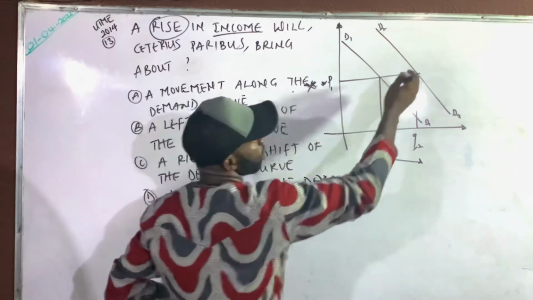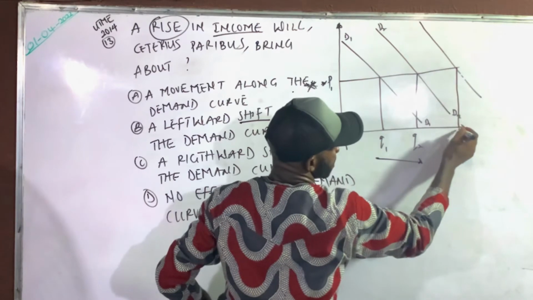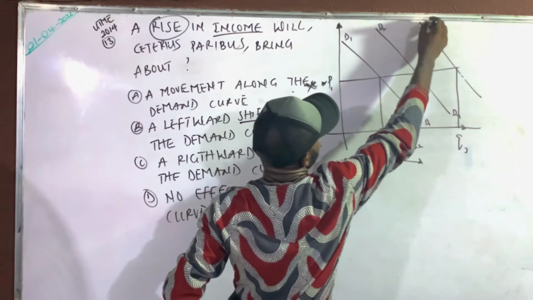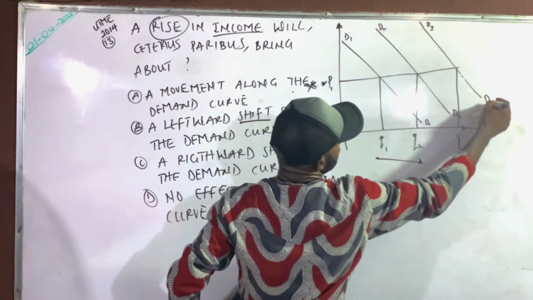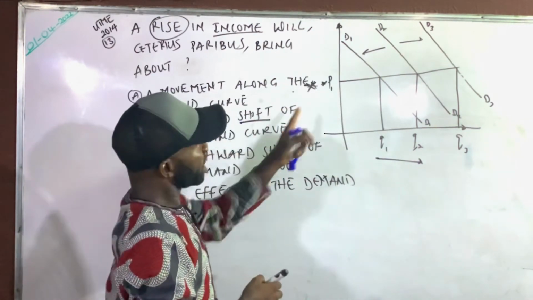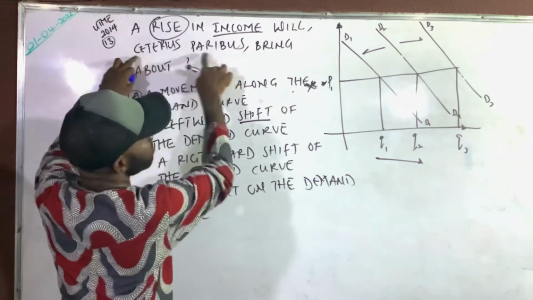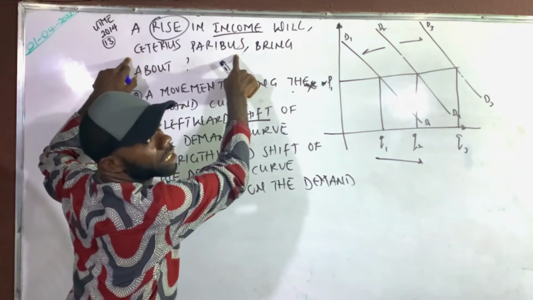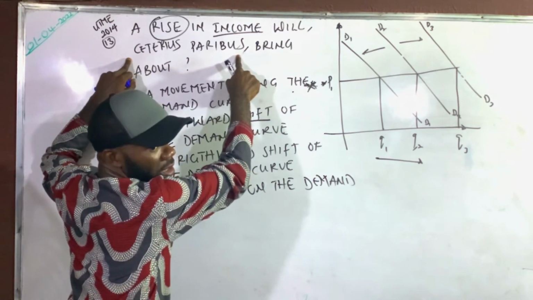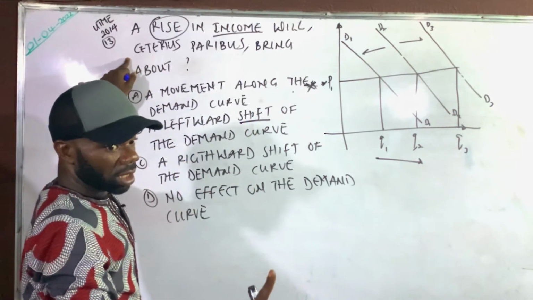A rightward shift of the demand curve. Let's add one more. For example, it will drop here and I'll have Q3. So if I consider this as my D3, it means this is increase and this is decrease. So what's the examiner talking about? A rise is an increase. And when there's a rise in income, all things being equal, you earn more salary, you buy more of a particular commodity you have always gotten. So your answer cannot be anything related to decrease. It has to be increase.